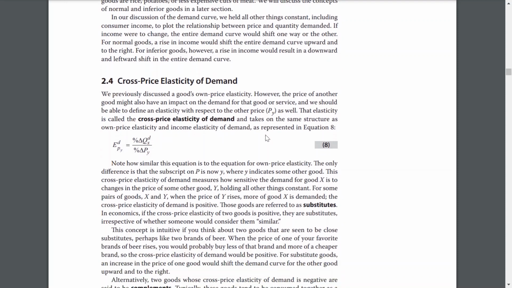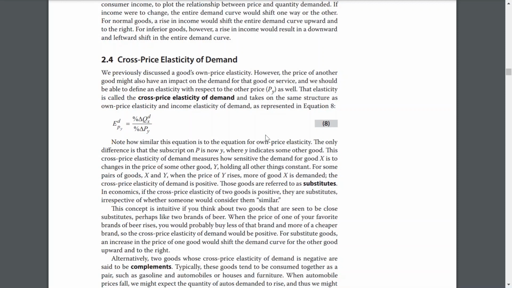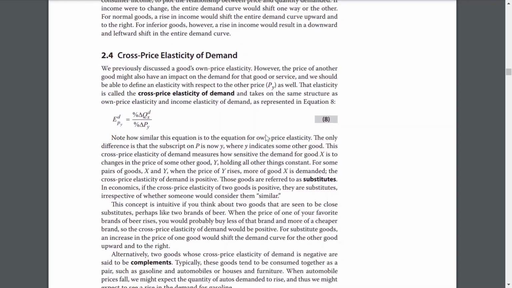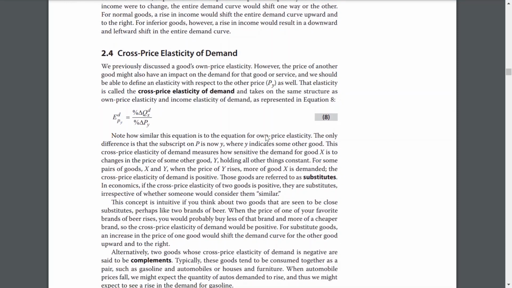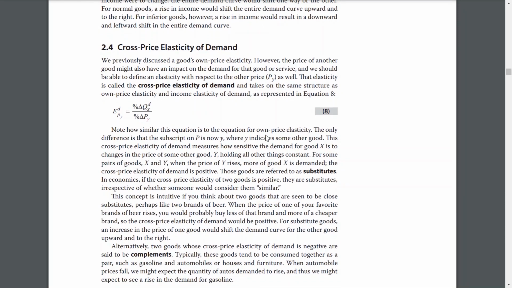2.4 Cross price elasticity of demand. We previously discussed a good's own price elasticity. However, the price of another good might have an impact on the demand for the good or service, and we should be able to define the elasticity with respect to other prices, or PY, as well. This elasticity is called the cross price elasticity of demand and takes on the same structure as own price elasticity and income elasticity of demand, as represented in equation 8.